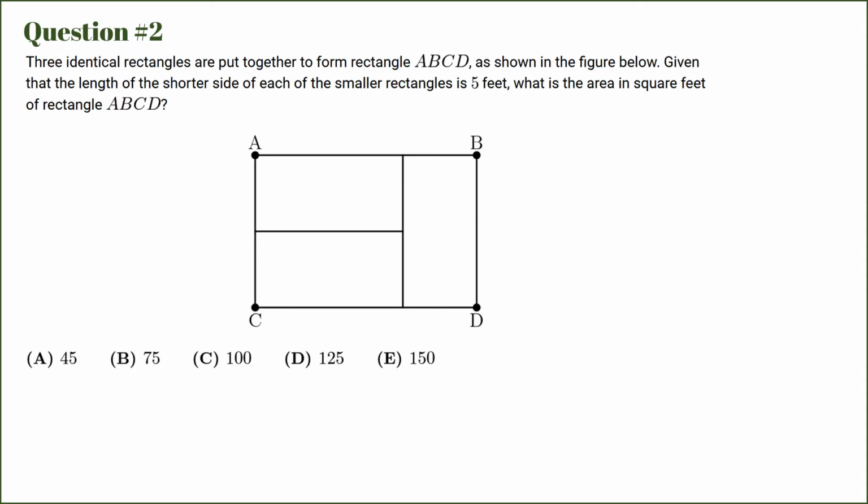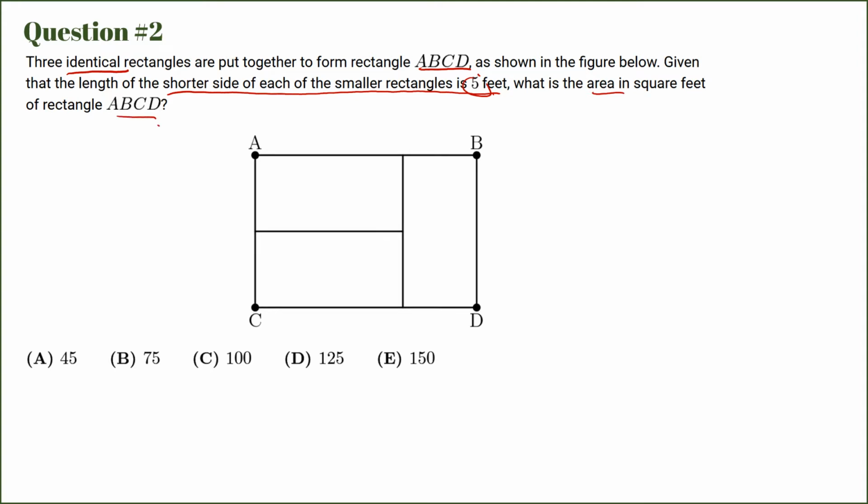Question 2 states, 3 identical rectangles are put together to form rectangle ABCD, which is shown in the figure below. Given that the length of the shorter side of each of the smaller rectangles is 5 feet, what is the area in square feet of rectangle ABCD?